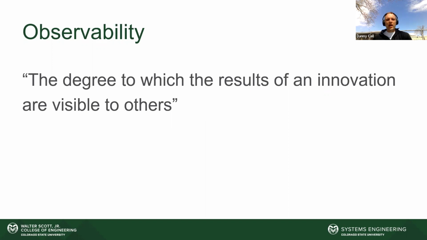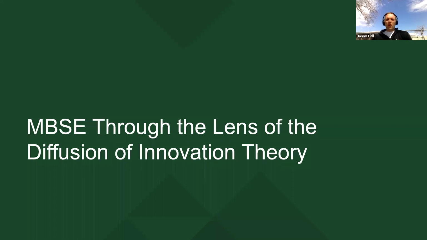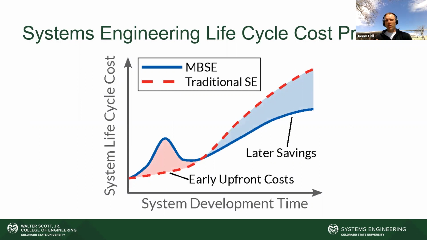So what I would like to do now is look at MBSE through the lens of the diffusion of innovation theory and how does it stack up? So first of all, with relative advantage, the current perception of the relative advantage of MBSE is hurt because there is an upfront cost. So potential adopters see that there's an advantage, but because of the early upfront cost, and I've got a normalized graph here of systems engineering lifecycle cost, that spike in the beginning due to purchasing new tools, training people on new tools, languages, and processes actually does make it more expensive. Even though that's made up with savings later on, that does hurt its initial relative advantage.